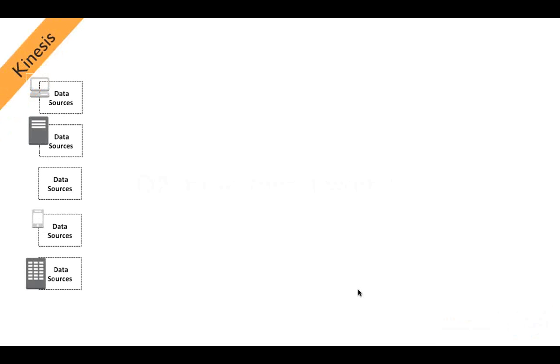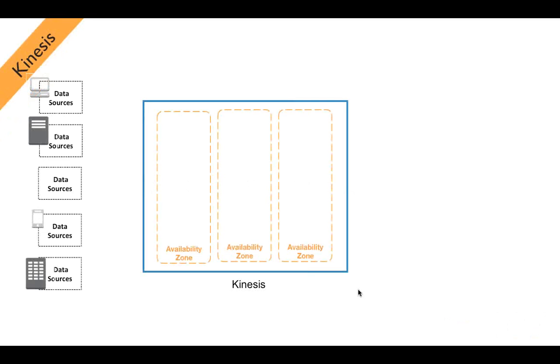Say you've got a number of different data sources and you want to capture all the transactions that are happening there. The first thing we did with Kinesis was build it across 3 availability zones. You can think of an availability zone as a separate data center, and we'll write each message to 3 separate data centers, so 3 physical separate locations. So you know that those messages are highly durable.